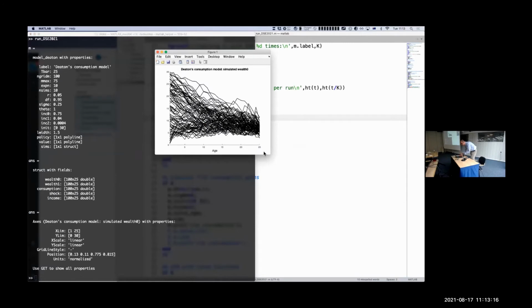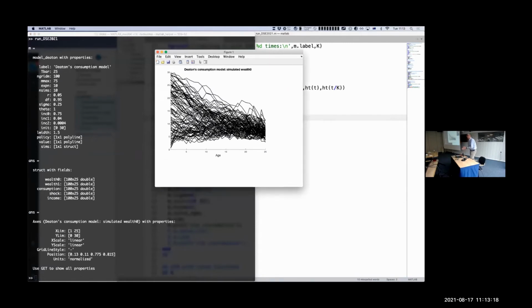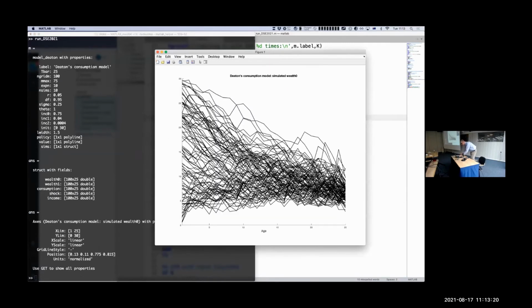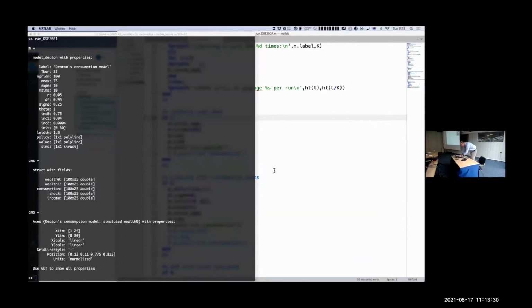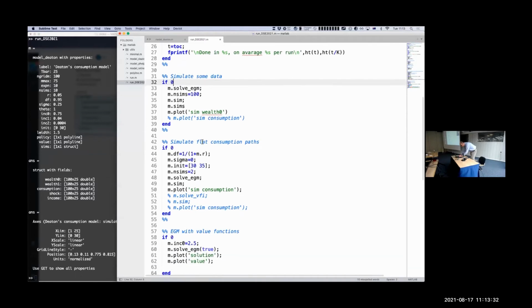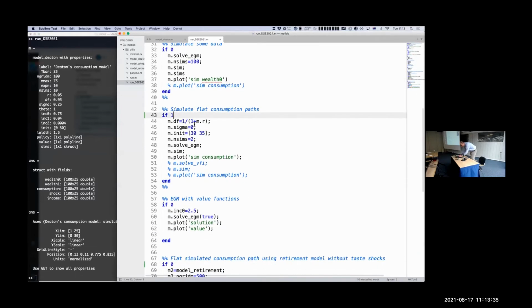So we can easily simulate some consumption paths. That's a very straightforward algorithm. I'm just simulating from a uniform distribution of the initial wealth and then applying the policy functions here. But here's the setup where we say that the discount factor has to correspond to the rate of return.